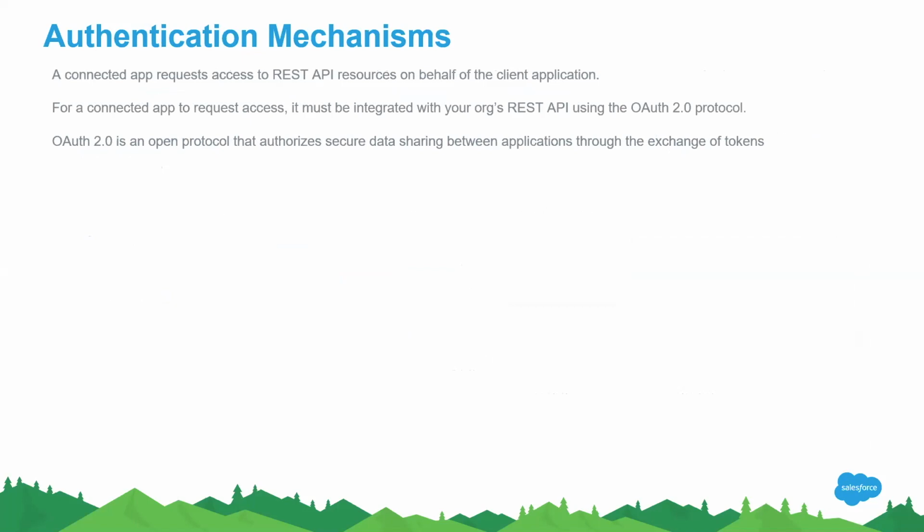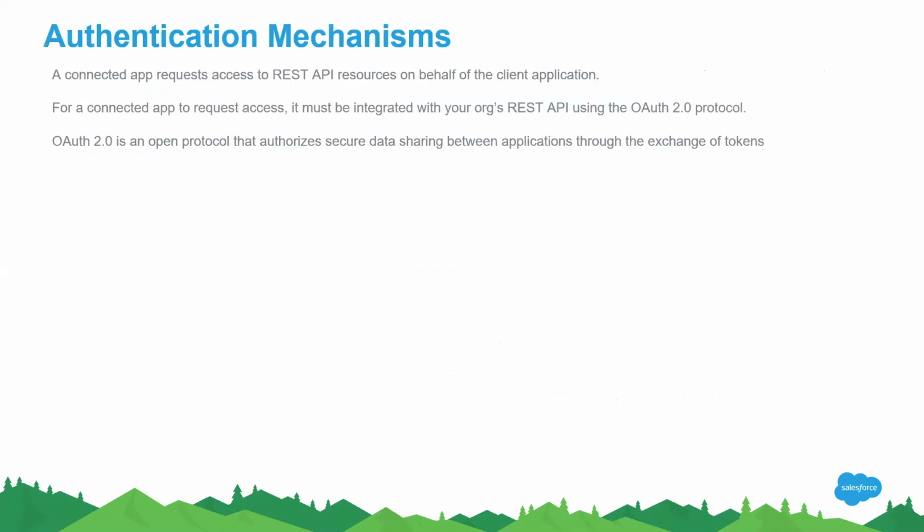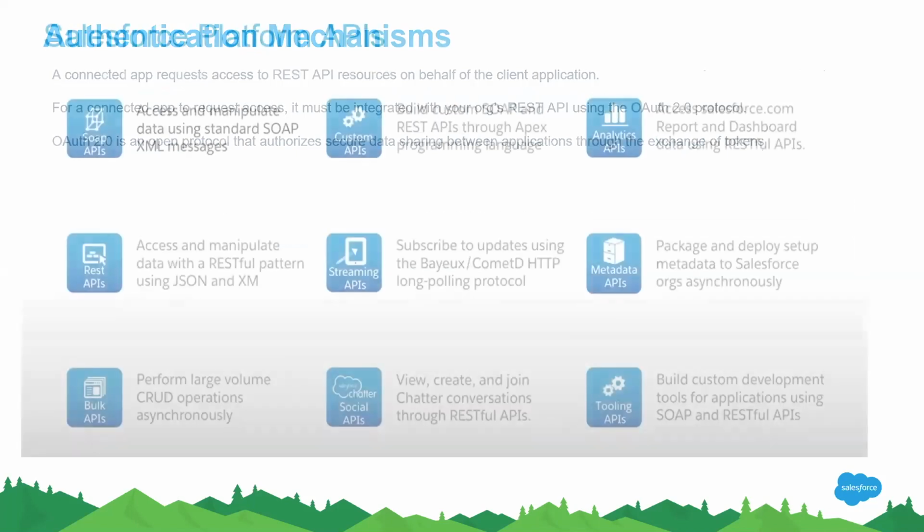So what are the authentication mechanisms? If you see here, for this connected app, I've just enabled the OAuth settings. Normally, OAuth 2 is a protocol which we use for authentication. If any third-party application needs to talk to Salesforce, you will be using this OAuth 2 protocol. And this OAuth 2 is an open protocol that authorizes secure data sharing between two different applications. So that's what we use OAuth 2 for.